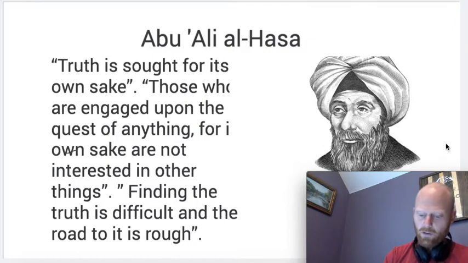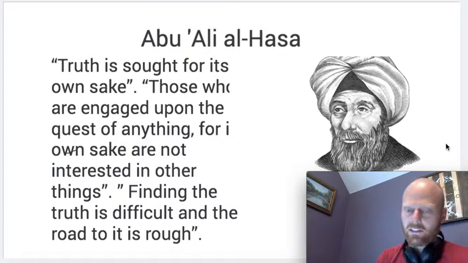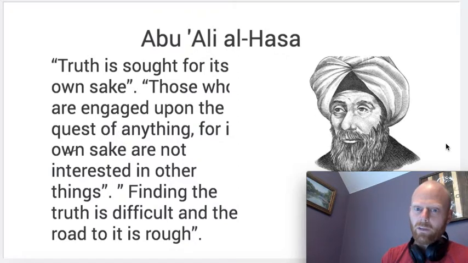He said, "Truth is sought for its own sake. Those who are engaged upon the quest of anything for its own sake are not interested in other things. Finding the truth is difficult and the road is rough." And so he's actually credited with coming up with the words hypothesis and theory, and the process, the scientific process. But he actually wasn't really a scientist.